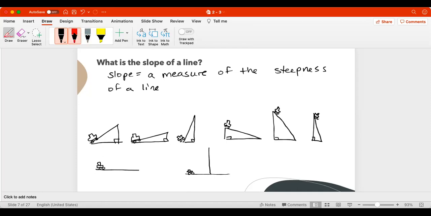So let's look at the first 3 here. Which one of these 3 ramps is the steepest? Which one is the least steep? And which one is somewhere in the middle? Think about that for a second. Maybe write 1, 2, and 3, where 1 is the steepest, 2 is the middle one, and 3 is the least steep.